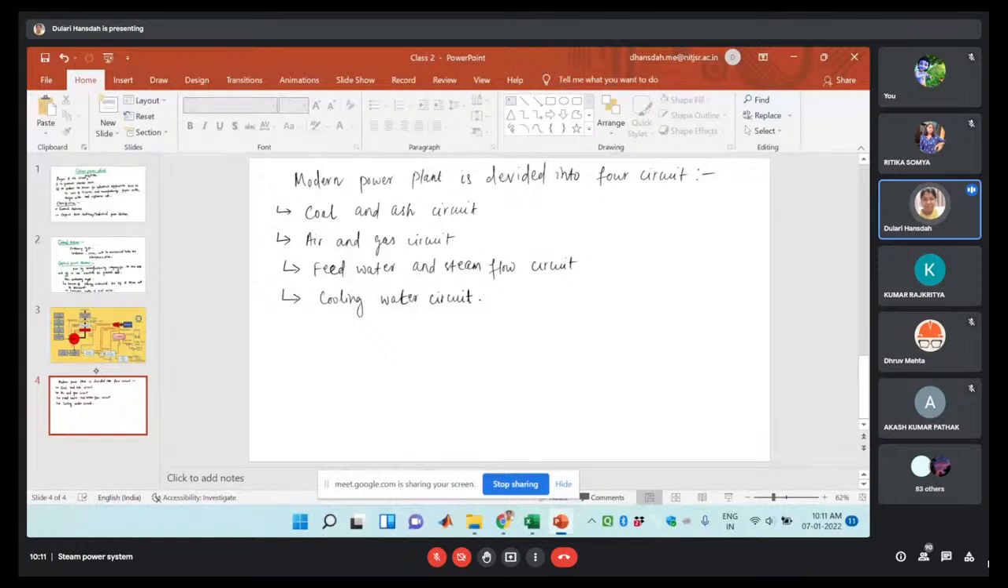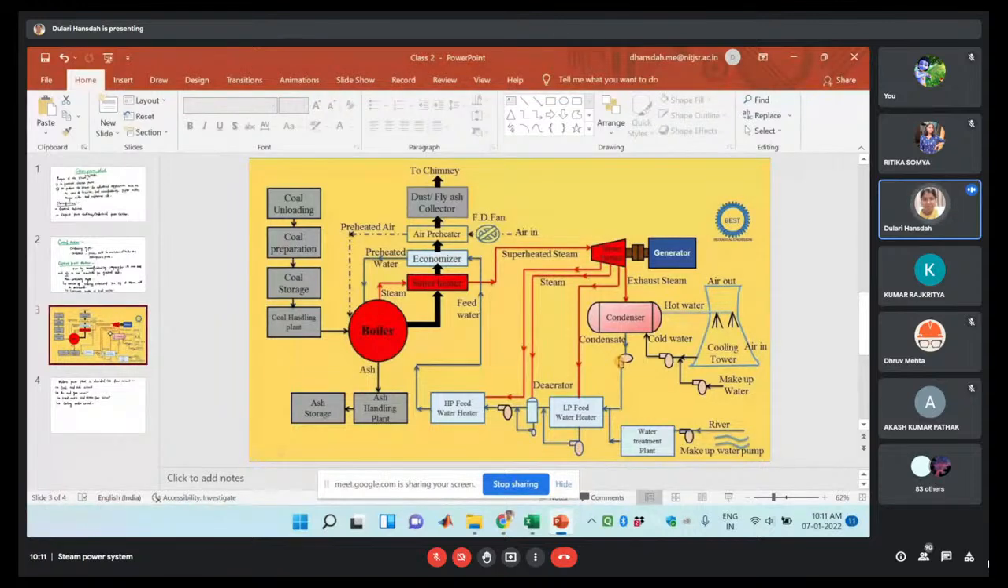Okay, so it is having the four circuits. One is your coal and ash circuit. So if you are observing in this case, it is the coal and ash circuit. Here in this case, the coal handling, from the coal unloading up to the coal supply to the boiler will be there.